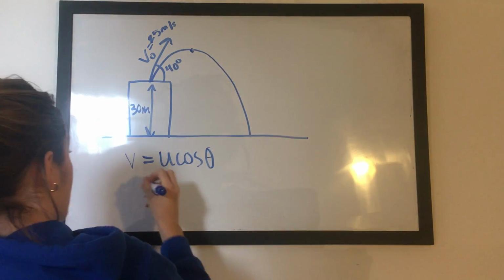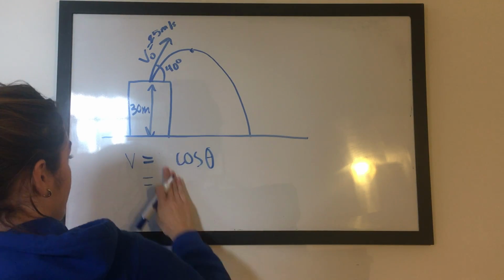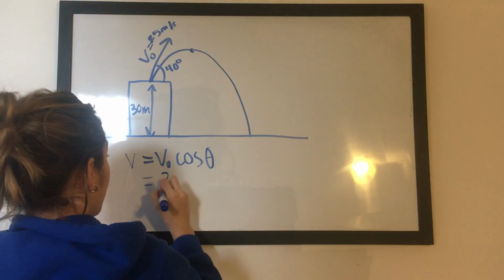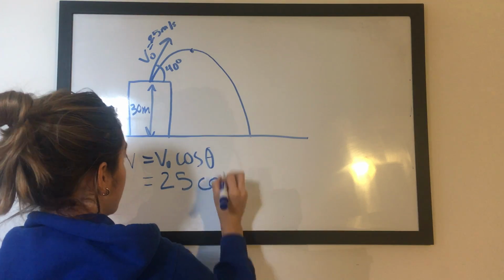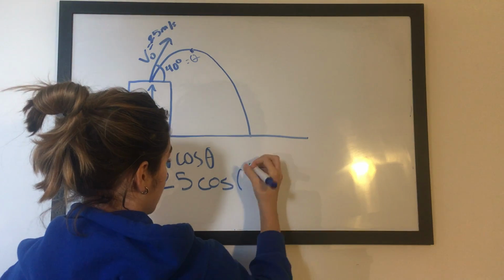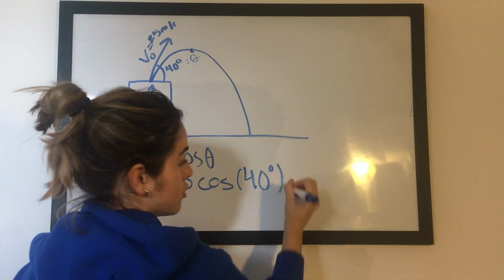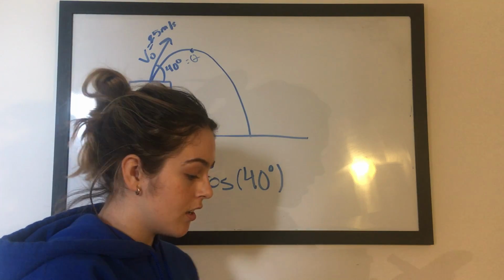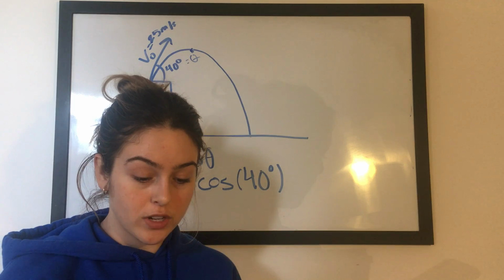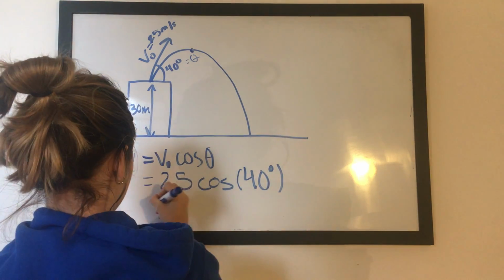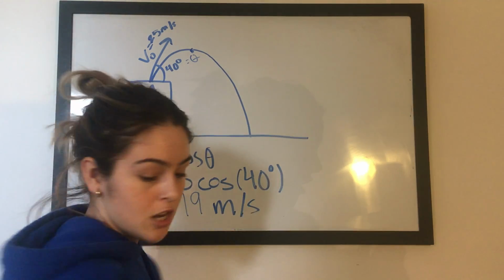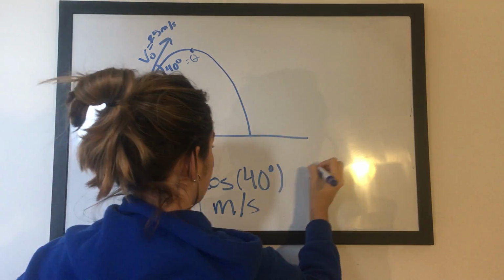So we know that velocity initial is 25, and we know that theta is 40 degrees. So we're going to put that in my calculator. 25 cosine 40, we want to make sure that we're in degrees mode, we get about 19 meters per second, which corresponds to option C.